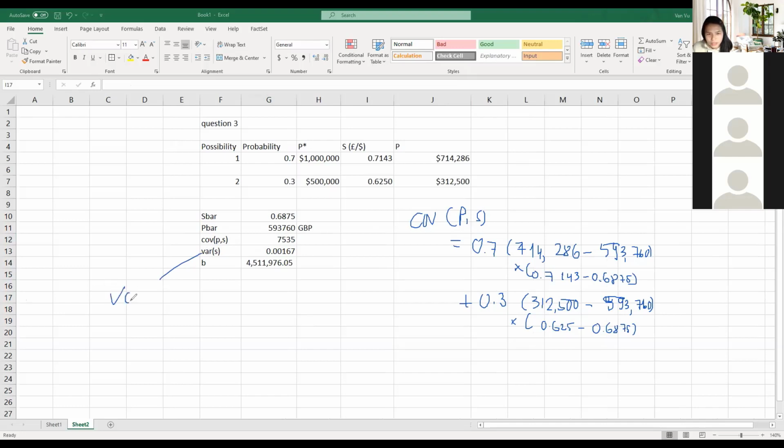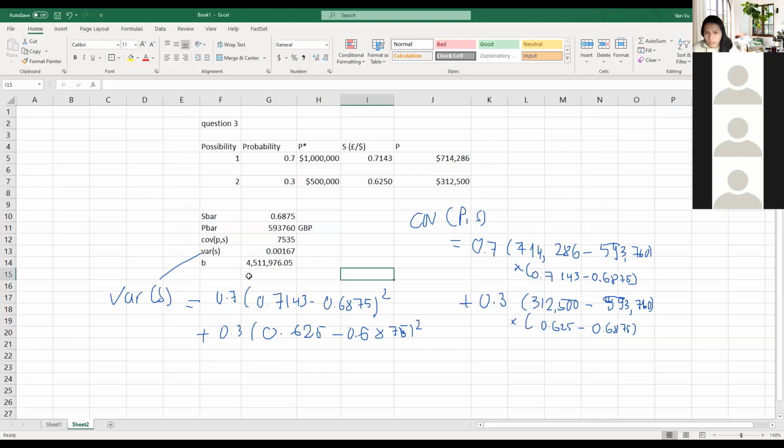So here the variance of S is going to be 0.7 times 0.7143 minus 0.6875 squared plus 0.625 minus 0.6875 squared. And the answer will be here. Okay, well done, guys. So this is the beta that we've got, right?